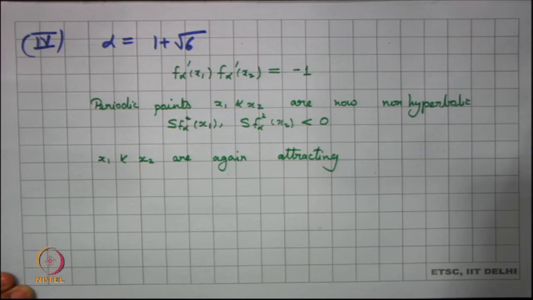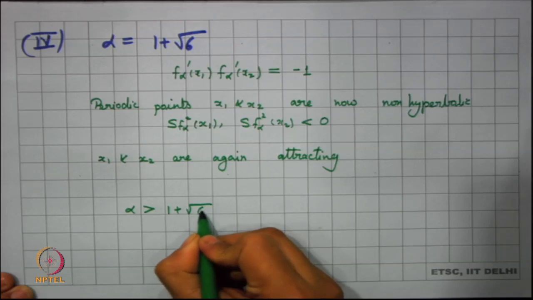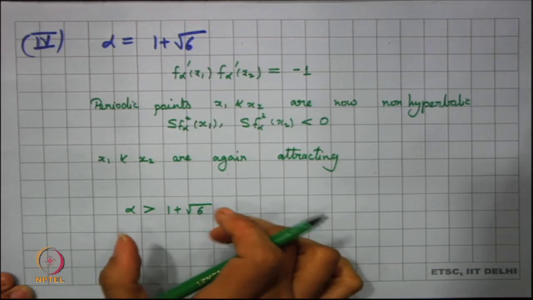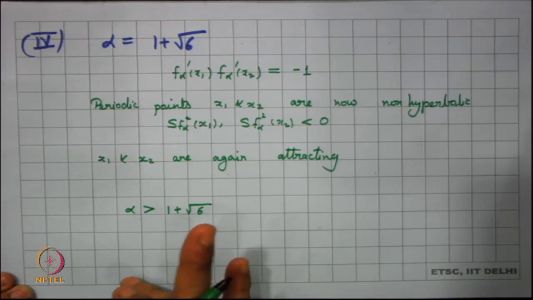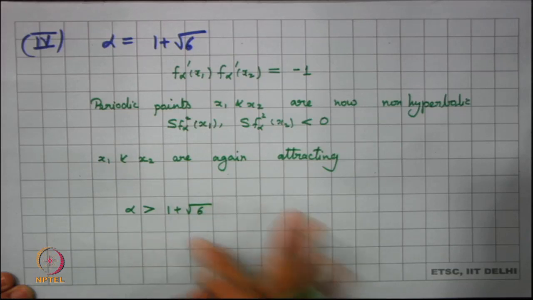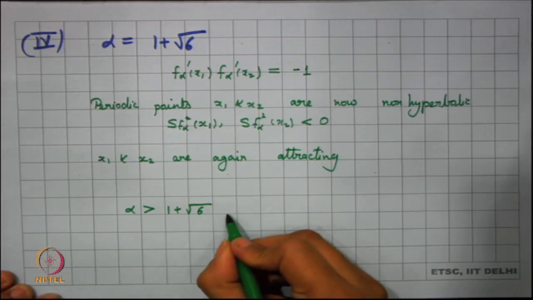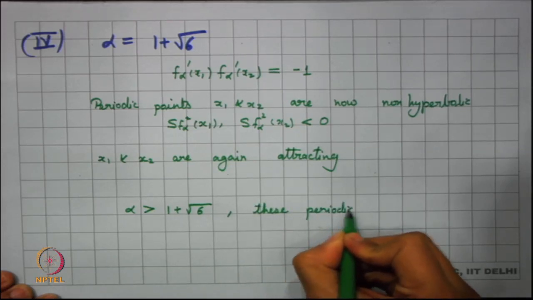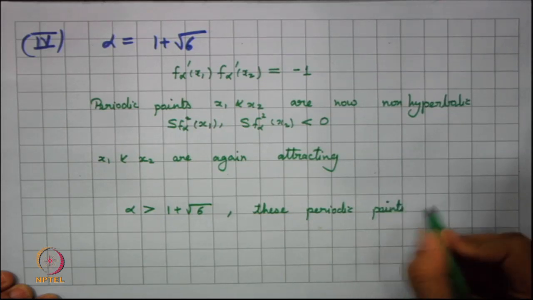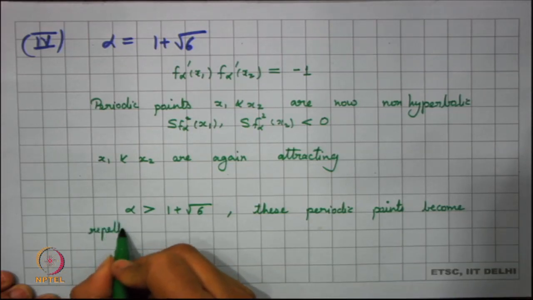But what happens now when my alpha is greater than 1 plus root 6? We find that this periodic orbit becomes a source. They are hyperbolic now, for alpha greater than 1 plus root 6, and now they become a source. So, when alpha is greater than 1 plus root 6, these periodic points become repelling. So, they are repelling.